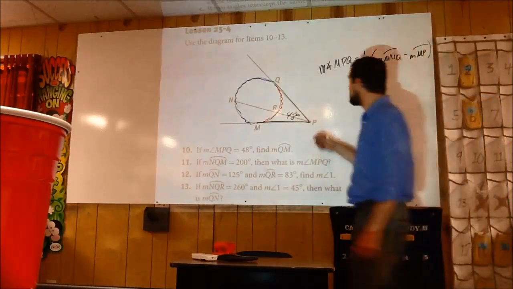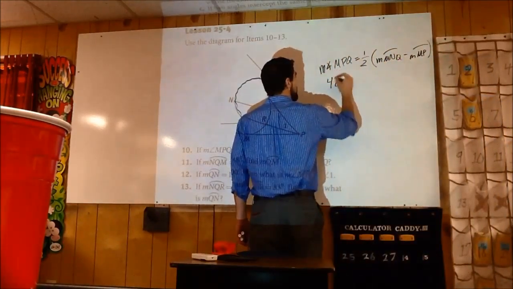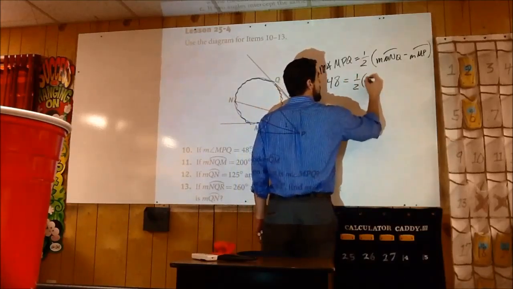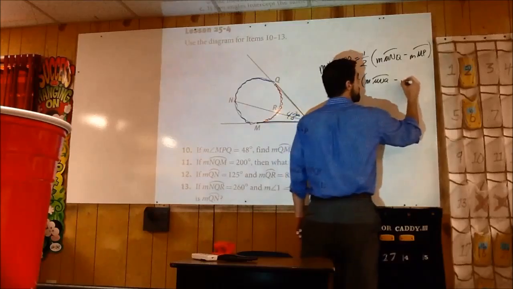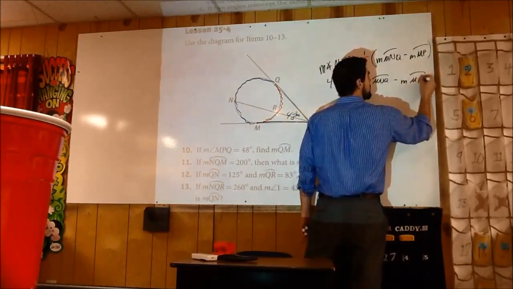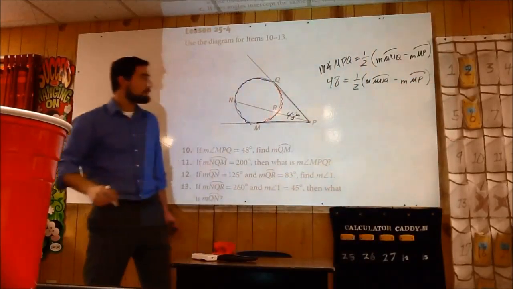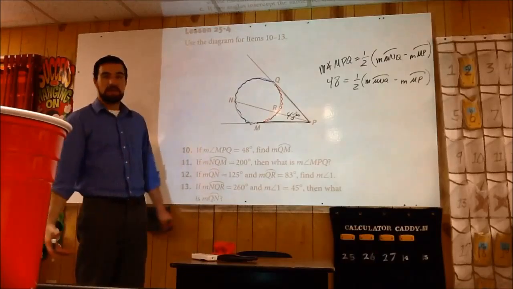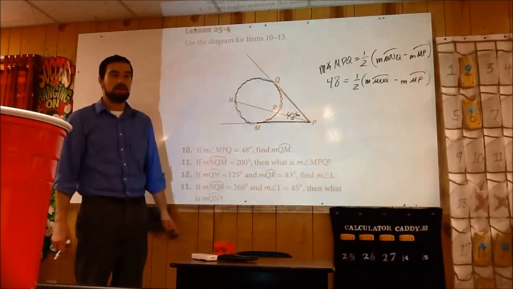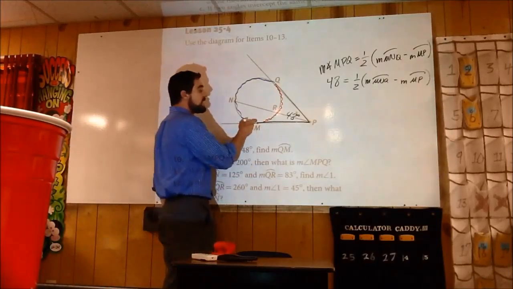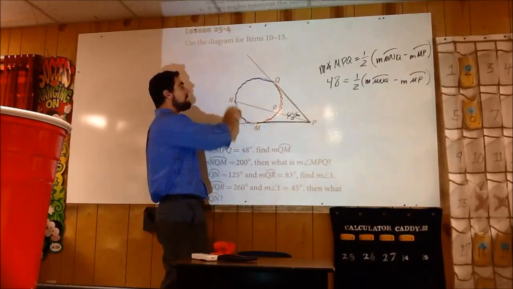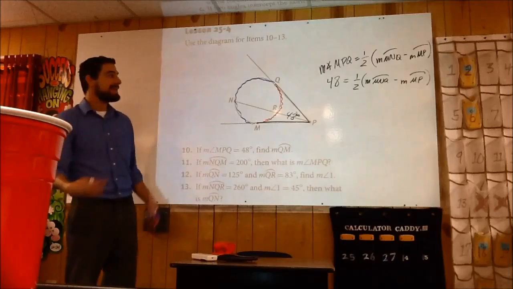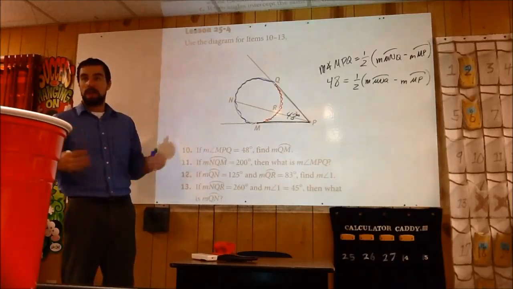So let's plug in what we know. I know that this is 48 degrees, 1/2 the measure of the major arc minus the measure of the minor. The issue is we have one equation with two unknowns. I have no idea what the measure of minor arc MQ is, and I have no idea what the measure of major arc MNQ is. And so we can't solve one equation with two unknowns.